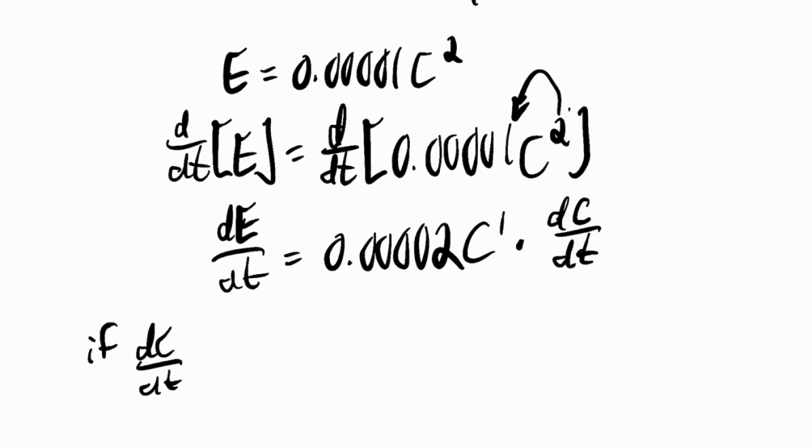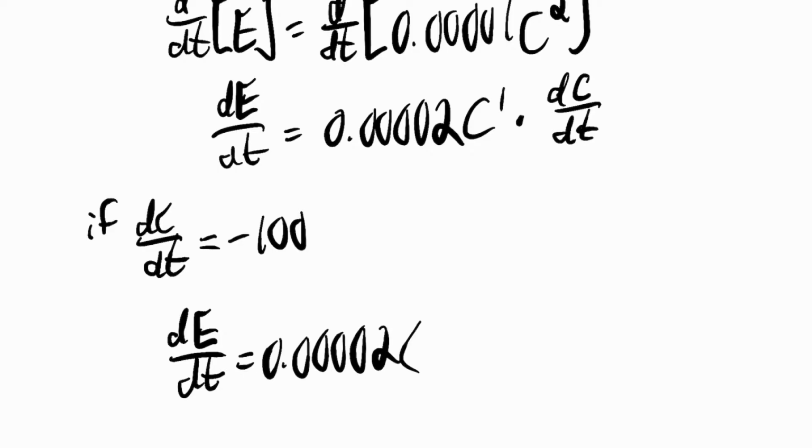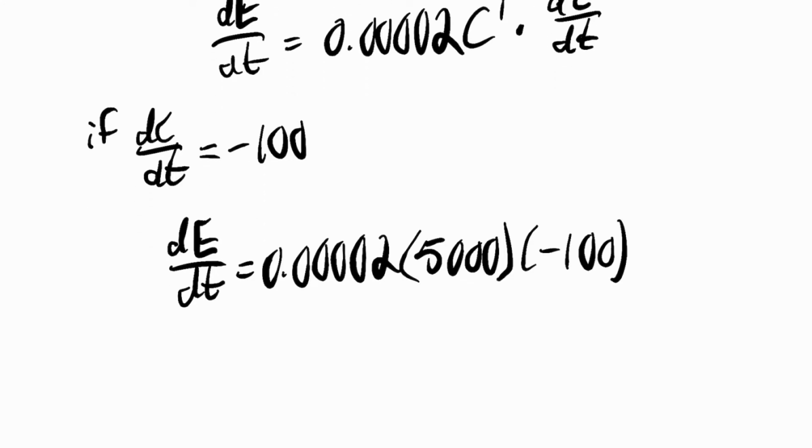There's other notation for this, but we'll get to that in a later video. We don't need to get bogged down with notation. If dC/dt is negative 100, then dE/dt will be 0.00002 times C, which was 5,000 for that particular day, times the rate of change for that day. So the next day will be 4,900 customers instead. If we multiply this together, I believe we get 10.